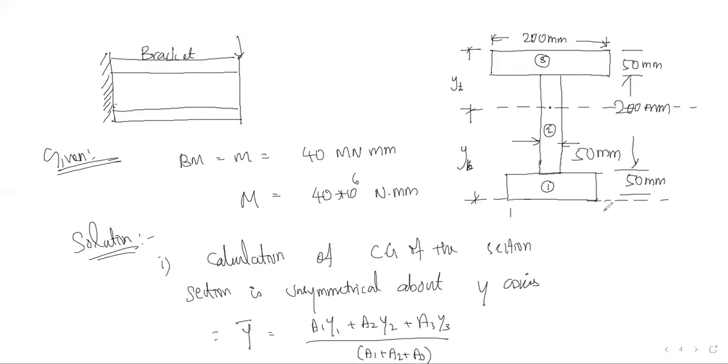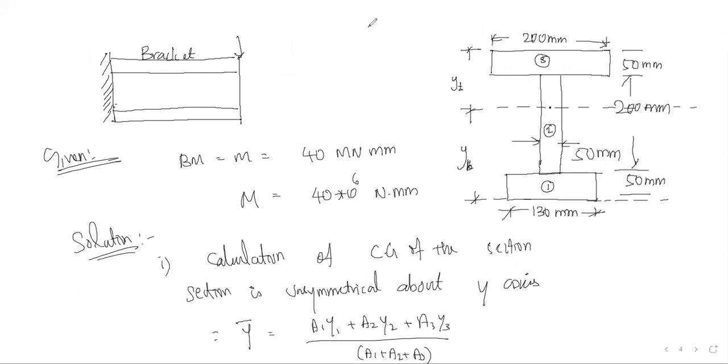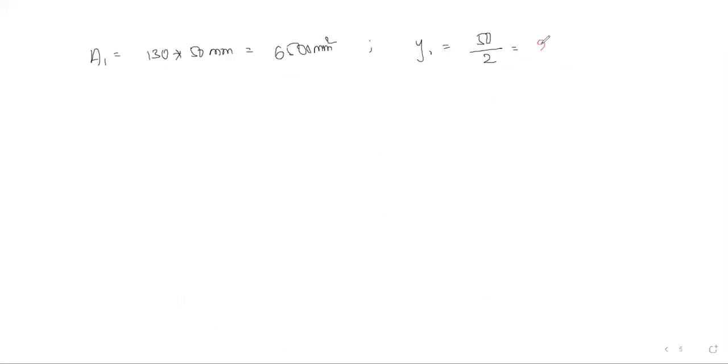So a1 is equal to, so I didn't give this one. So this dimension is 130 mm. So 130 into 50 mm. So what is the value? 6500 mm square. And y1 value is equal to 50 divided by 2. So which means from here to here. So this is the centroid of the first section. So what is the height? So this is 50 divided by 2. So that is 25 mm.